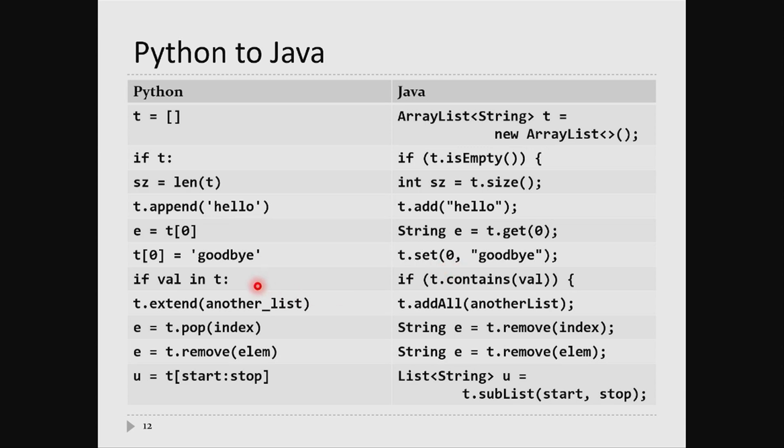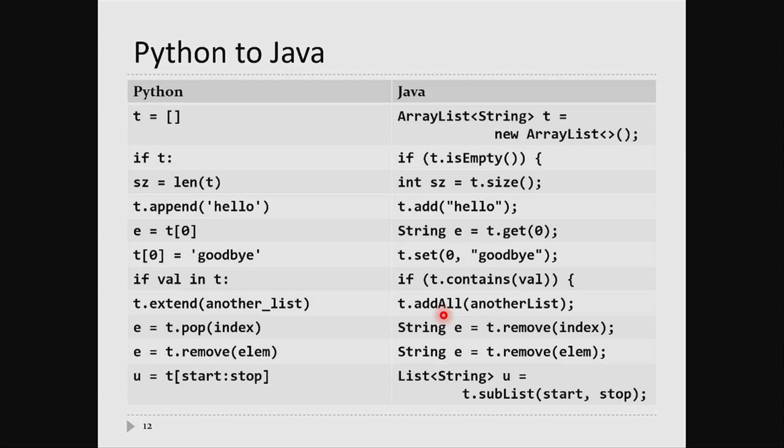In Python, if you want to check if there's a value in the list, you use "in". In Java, you use the contains method. If you want to add all the elements from another list to the end of a list, in Python you use extend. In Java, you use addAll.